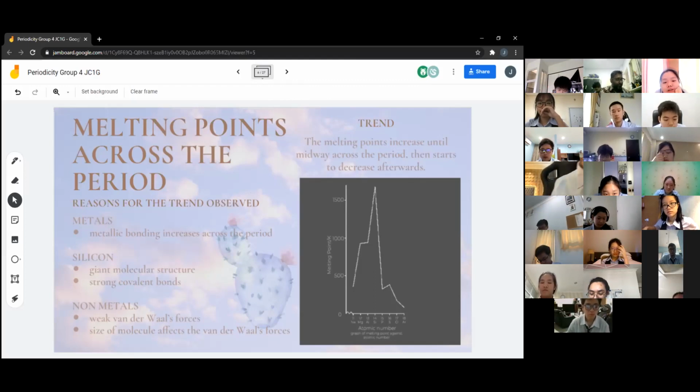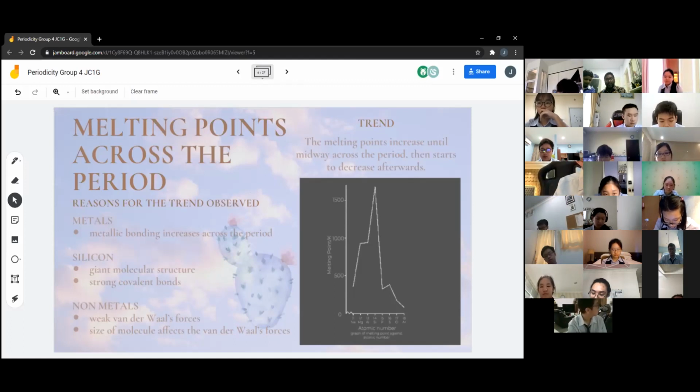Van der Waals forces are dependent on the size of the molecules, which explains the small increase in the melting point. Phosphorus exists as P4 molecules, while sulfur exists as S8 molecules. S8 molecules are larger than P4 molecules, which means that it'll have a stronger van der Waals force when compared to P4. The stronger van der Waals forces between the sulfur molecules is the reason for the increase in the temperature from phosphorus to sulfur.